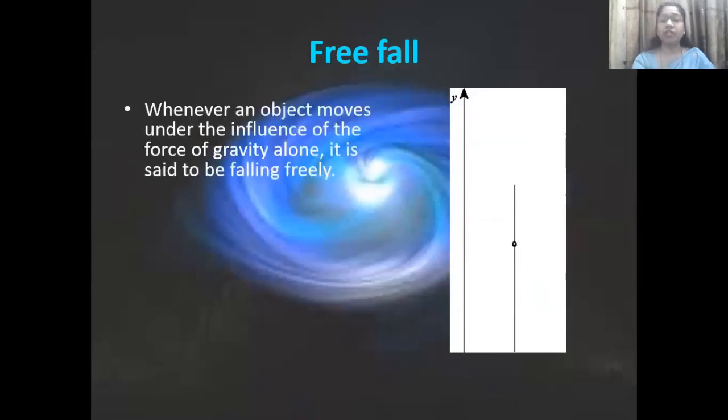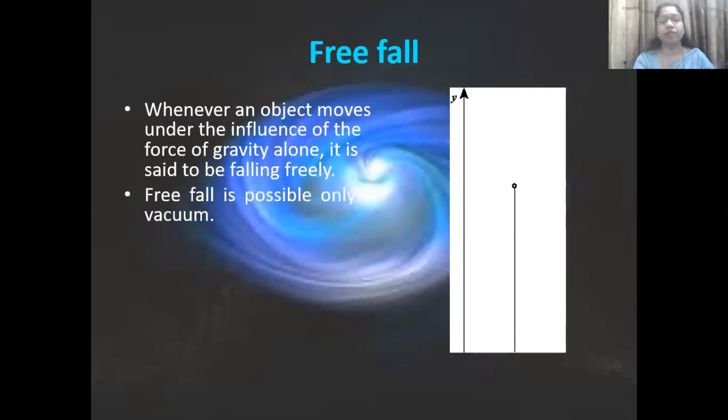What if this object is falling freely? It means that if it is falling only under the influence of gravity alone, then such a falling object is said to be in free fall. So whenever an object moves under the influence of the force of gravity alone, it is said to be falling freely. Can we achieve such a condition? Yes, it is only possible in a vacuum.